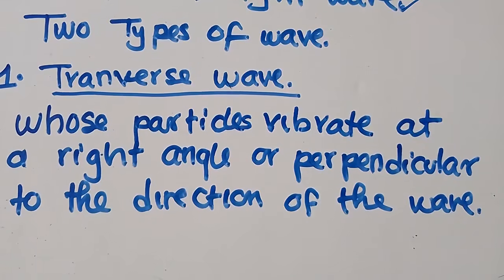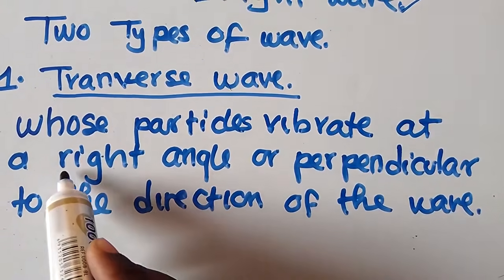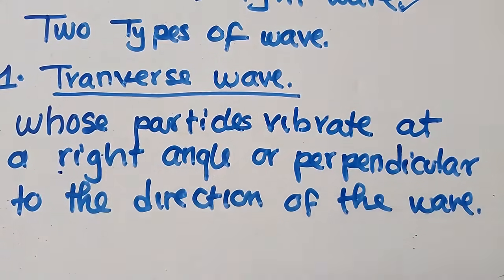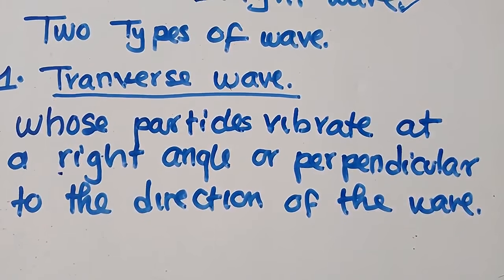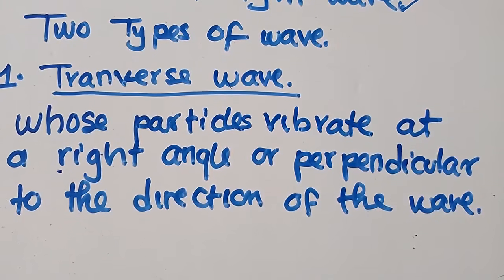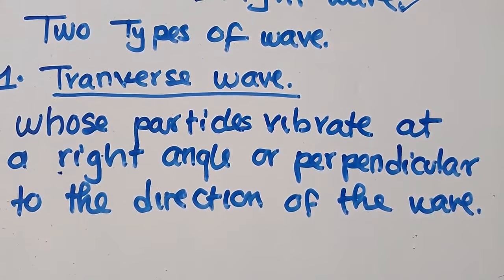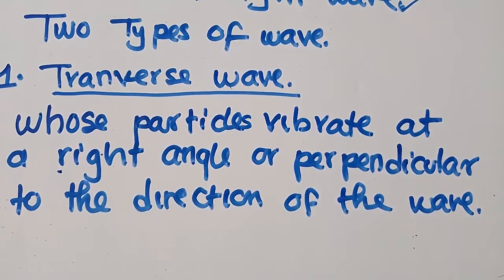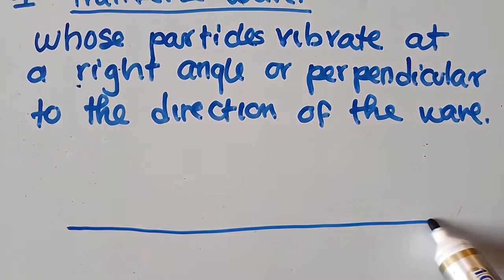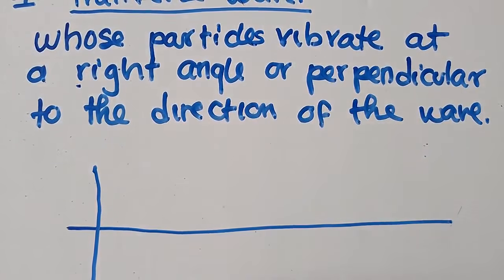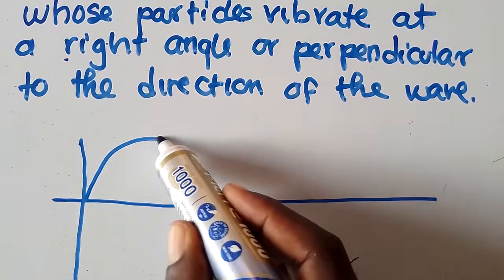Each time we are talking about a transverse wave, we are talking about a type of wave whose particles are able to vibrate at a right angle. You know what we mean by a right angle: a 90 degrees angle. These are vibrating at a right angle to the direction of travel of the wave. So the particles and the travel of the wave are perpendicular to each other, which means that as they vibrate, they make a 90 degrees angle. For example, this is a base example that we are going to consider. This is a particle, it moves like this.